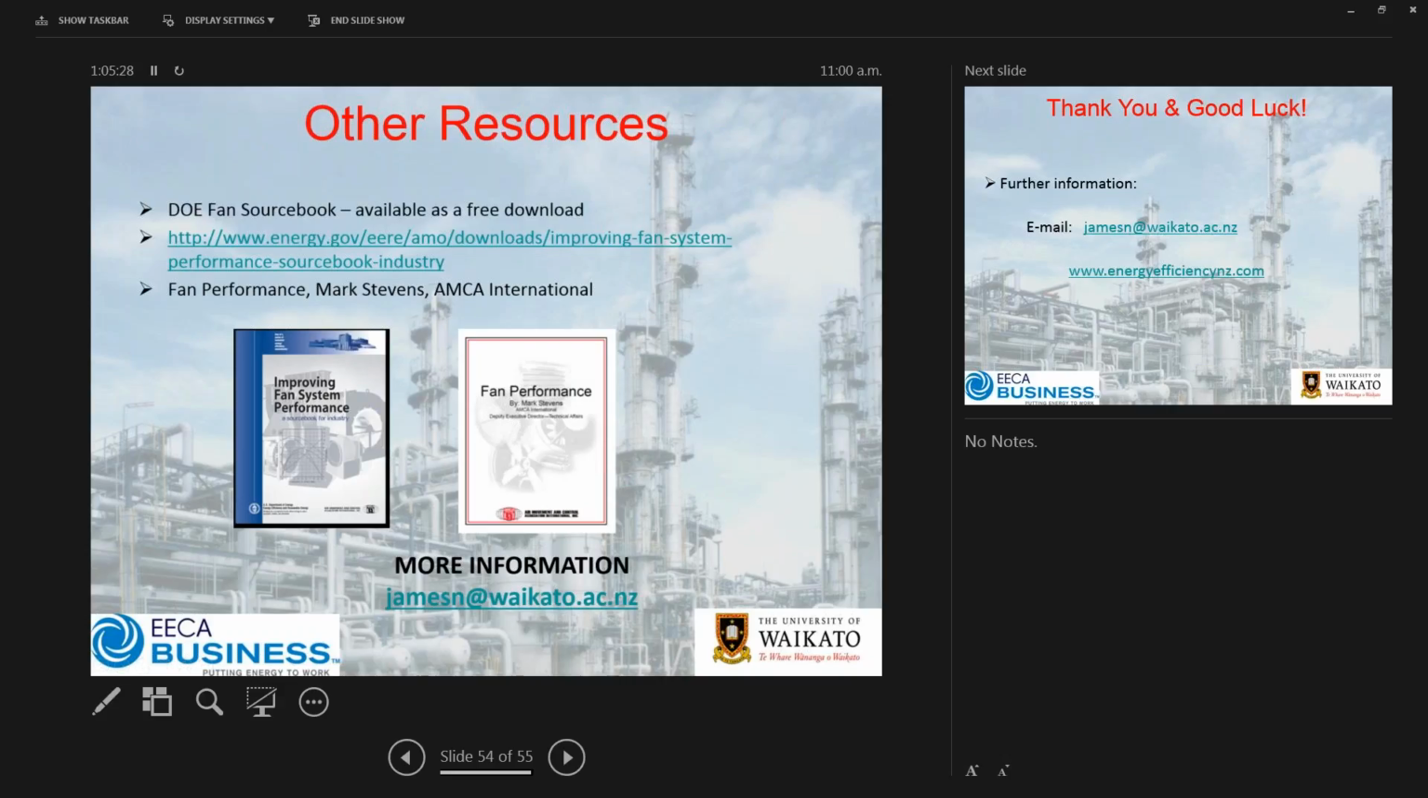Now, for some fan system specific helps and performance, there's a number of useful guides. There's the DOE fan sourcebook, which is available off the web as a free download from the Department of Energy in the US. There's also a number of other documents like the fan performance document there by Mark Stevens, which is AMCA International. So yeah, there's a number of references out there that can be useful.